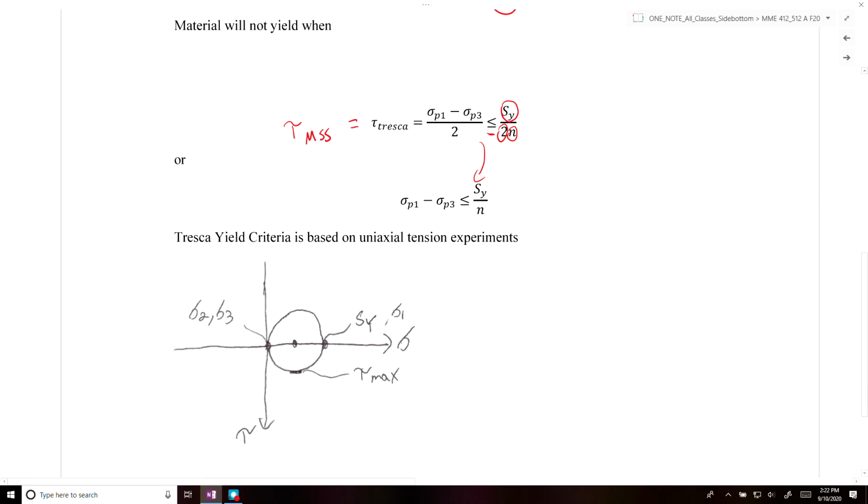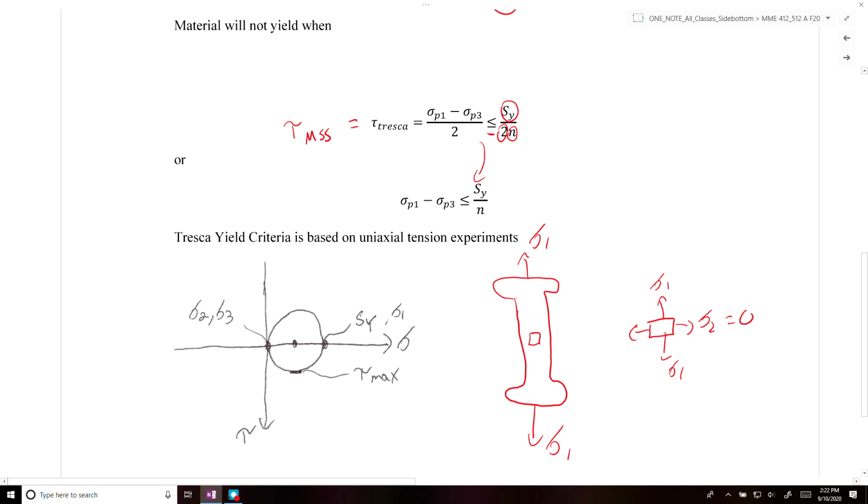uniaxial tension experiment. So if you have a dog bone that's undergoing uniaxial stress, that's going to be your first principal stress. The other parts of our stress element, so sigma 2 is going to be 0, and then sigma 3 coming out of the stress element will be 0.